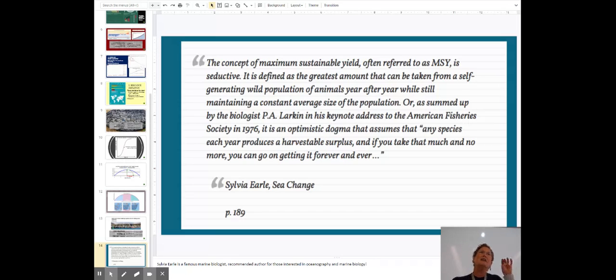Or as summed up by biologist P.A. Larkin in his keynote address to the American Fisheries Society in 1976, it's an optimistic dogma that assumes that any species each year produces a harvestable surplus. And if you take that much and no more, things can go on forever. So in our simplified fishing activity, it can go on forever if you take two fish, come back, take two fish, come back. You could go on forever.